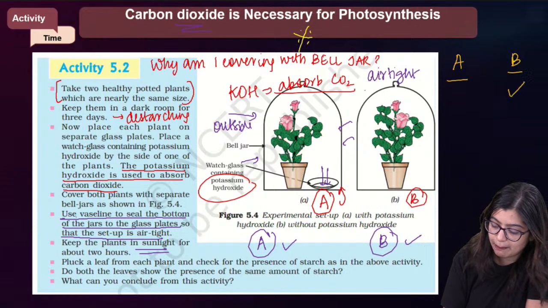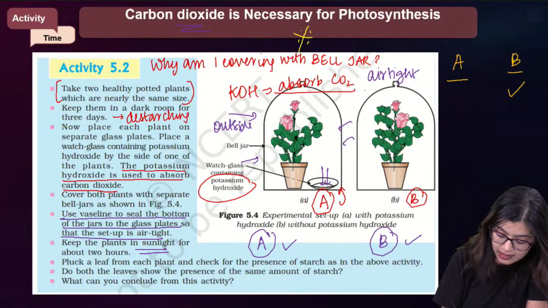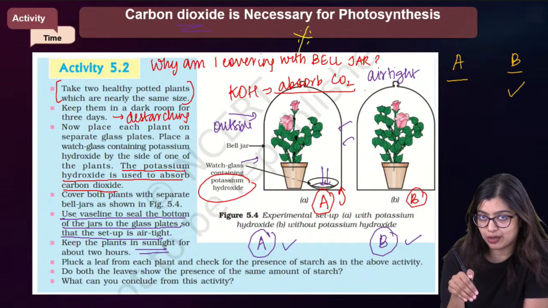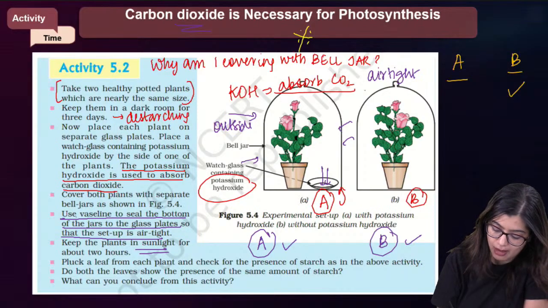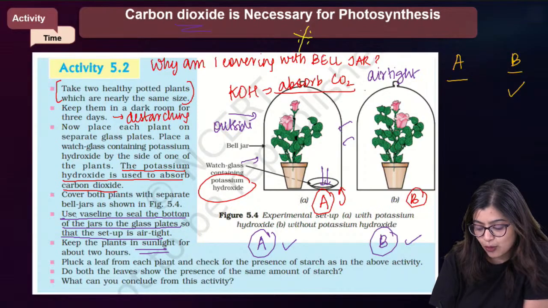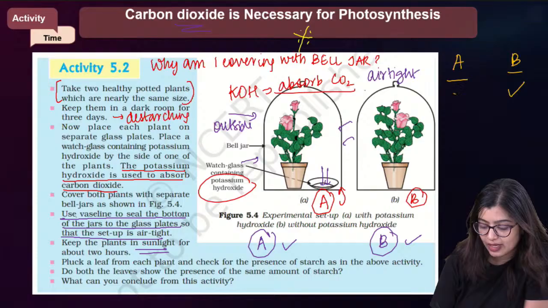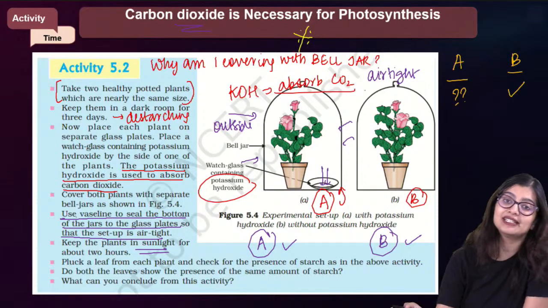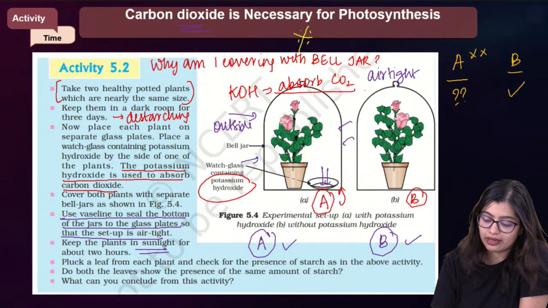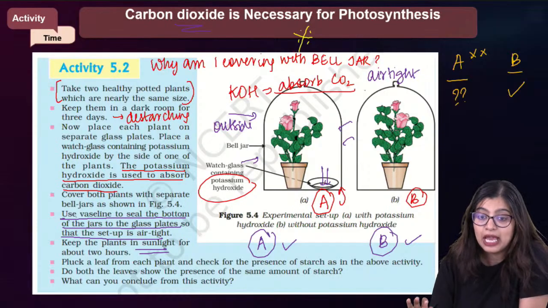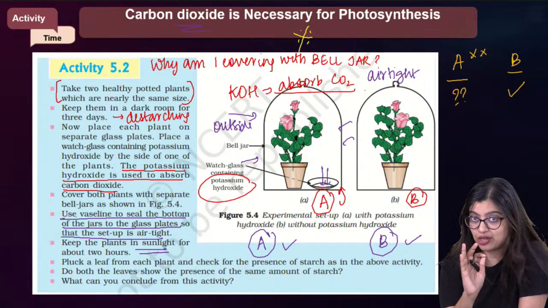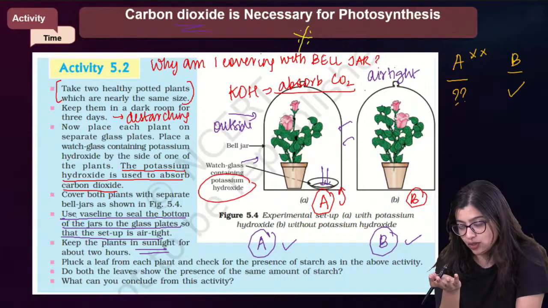It is going to be B. Why? See, in A, you put potassium hydroxide, which absorbed all my carbon dioxide, which means has photosynthesis even happened in A? It has not, right? Photosynthesis has not happened because potassium hydroxide has absorbed the carbon dioxide.